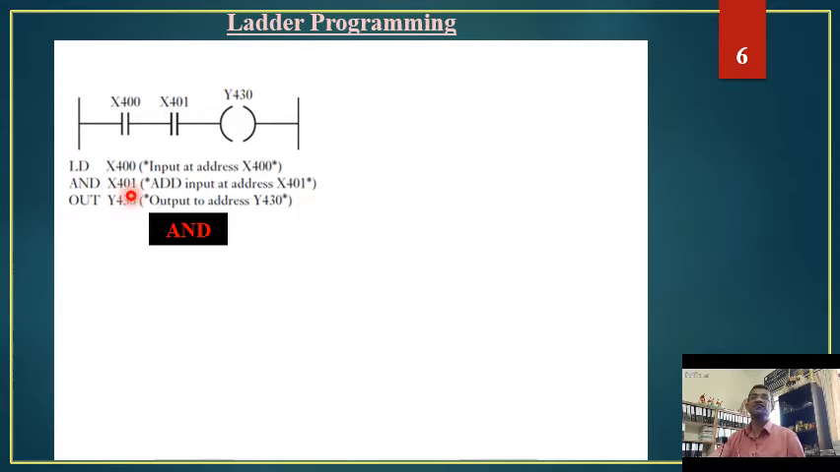Then finally, to end that one up, we will get the output, and the output is given at Y430. So that is OUT Y430, which means that it is an output, and Y430 is an address. This is how we can write a ladder program for AND operation and convert that ladder program into the instruction list.